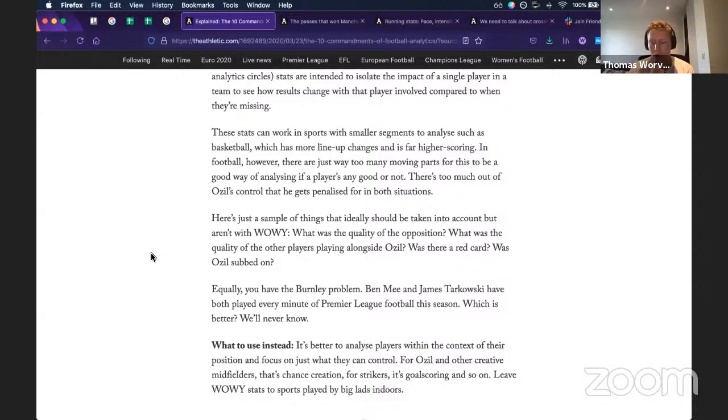So you could have Elneny playing in games where Arsenal are dominating, in the Europa League, against bottom-half-of-the-league quality sides, and his with-or-without-you numbers could look far better than Xhaka's, but tactically Xhaka offers a lot. So I think there's a case that those numbers work really well for certain positions. I think for centre backs, it can work quite well.